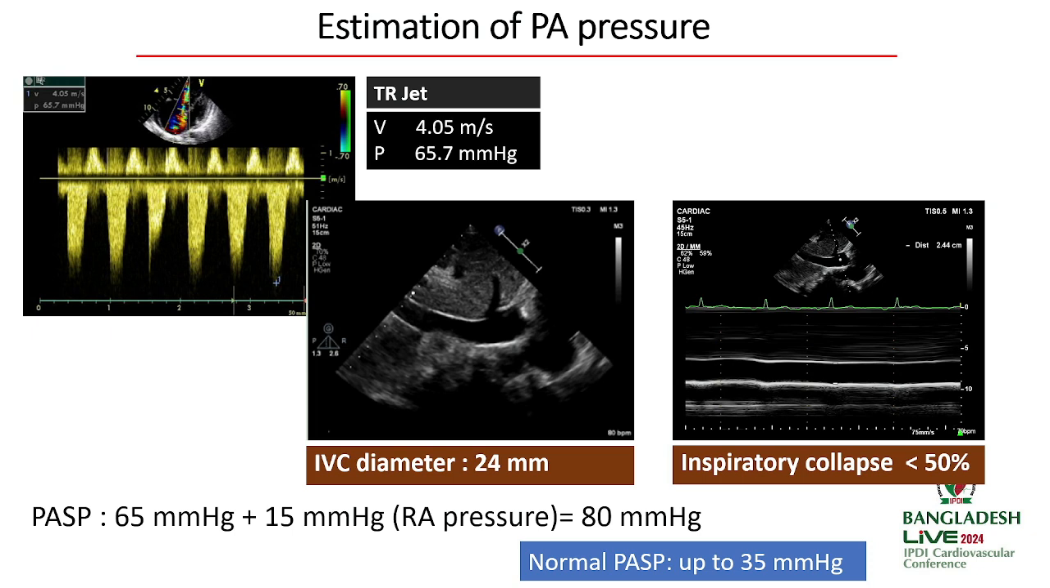And this is a very practical example to calculate the pulmonary artery systolic pressure. The tricuspid regurgitation jet velocity is 4 meters per second, which gives a pressure gradient of 65 millimeters of mercury. IVC diameter is here 24 millimeters, and inspiratory collapsibility is less than 50%. So RA pressure of 15 is added here to the tricuspid gradient, and pulmonary systolic pressure is 80 millimeters of mercury.